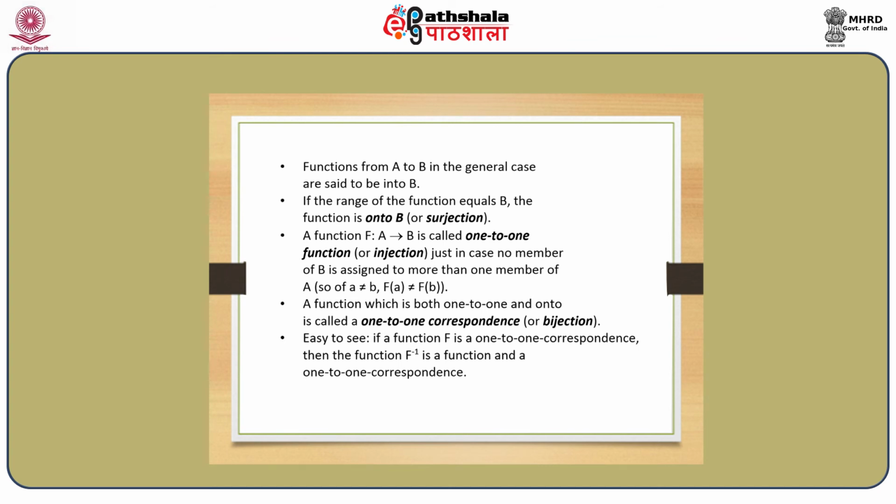A function f from A to B is called a one-to-one function or injection, just in case no member of B is assigned to more than one member of A. So if a is not equal to b, f(a) is not equal to f(b). A function which is both one-to-one and onto is called a one-to-one correspondence or bijection. It is easy to see that if a function is a one-to-one correspondence, then the inverse of f is a function and a one-to-one correspondence.